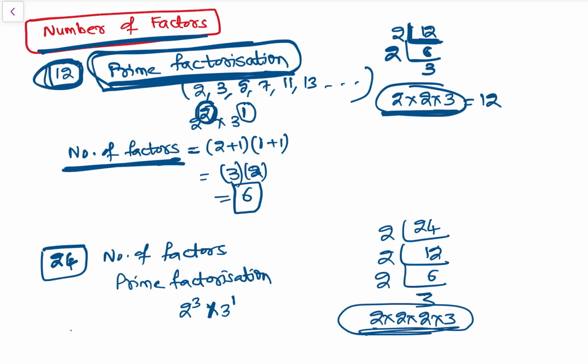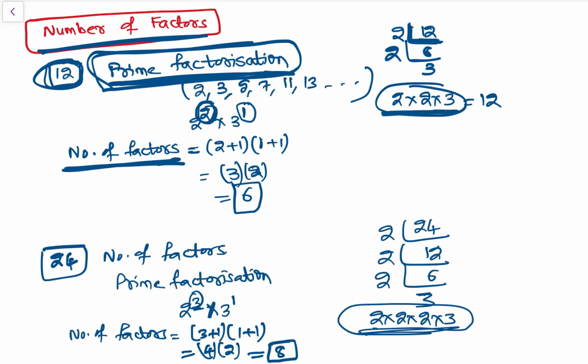So we have to calculate the number of factors. How we can calculate it is (3 plus 1) into (1 plus 1). So that is 4 into 2, that is 8. So the number of factors of 24 is 8. So we add plus 1 to these powers, and then multiply them to get the number of factors. So the number of factors of 24 is 8.